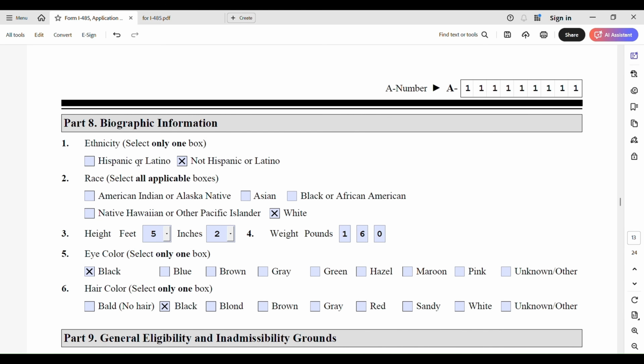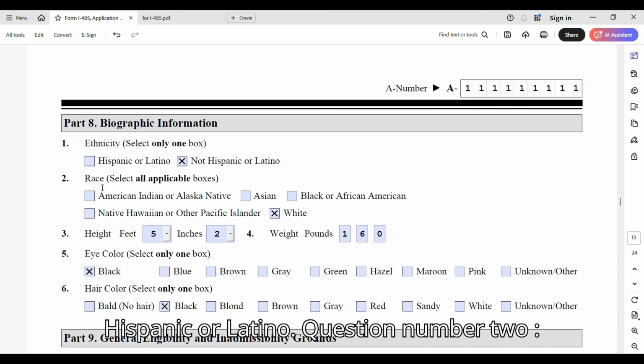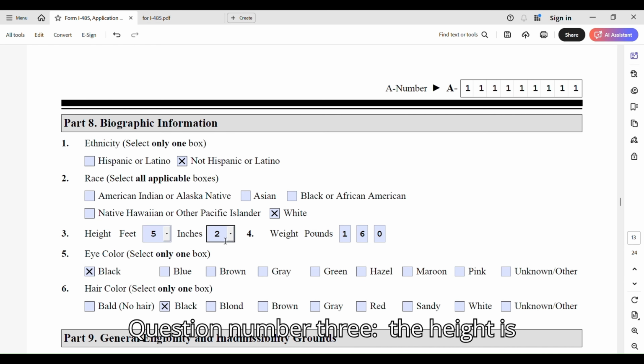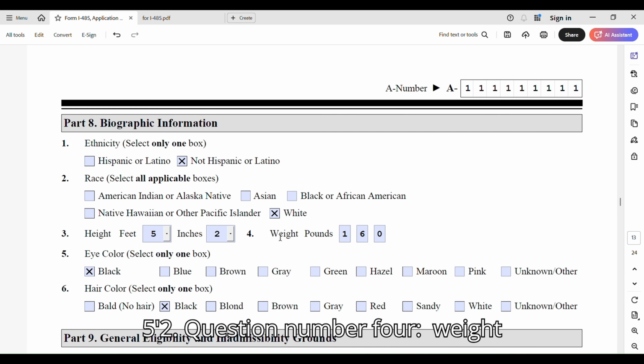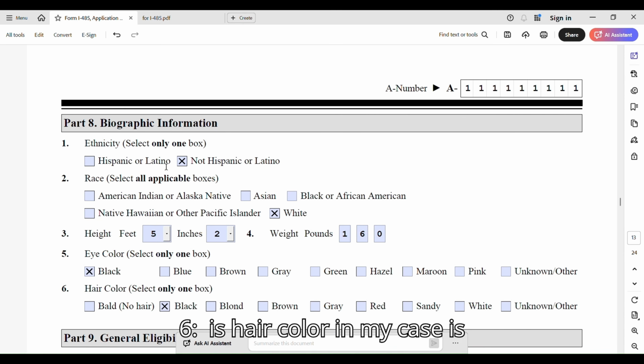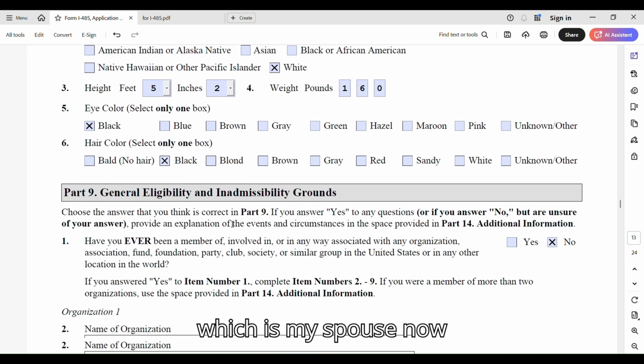Ethnicity. Question number 1, ethnicity, not Hispanic or Latino. Question number 2, race, white. Question number 3, the height is 5'2". Question number 4, weight, pounds, 160. Question number 5, eye color is black. Question 6 is hair color. In my case, it is black. This is for my fiancee, who is my spouse now.